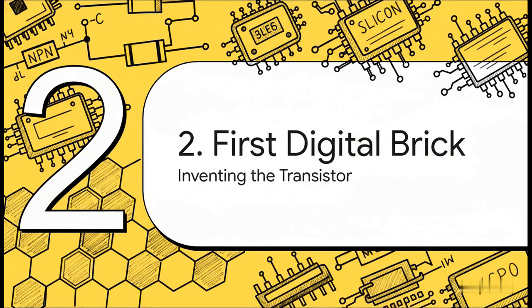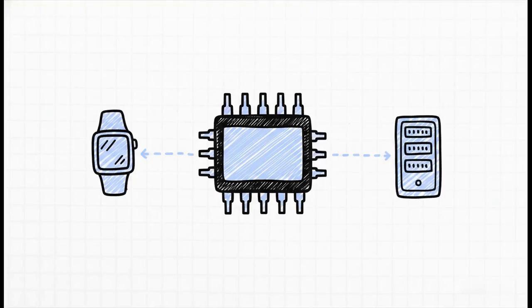All right, so we've got our magic material, silicon. What's next? Well, now we have to shape it into something useful. The very first digital brick. And this one invention, you could argue it's the most important one of the entire 20th century. And here it is, the MOSFET transistor. You can think of it as a tiny, tiny electronically controlled gate. This thing is the fundamental atom of the digital world.